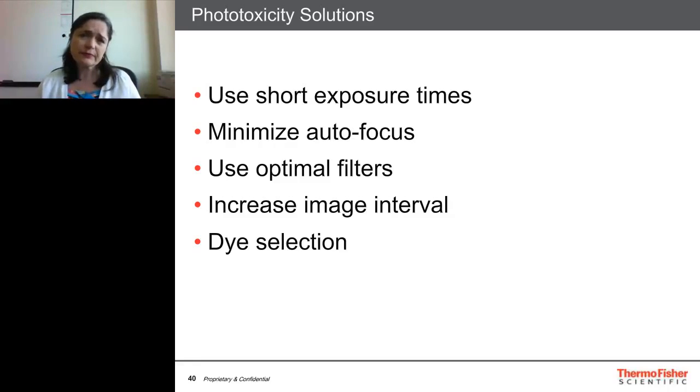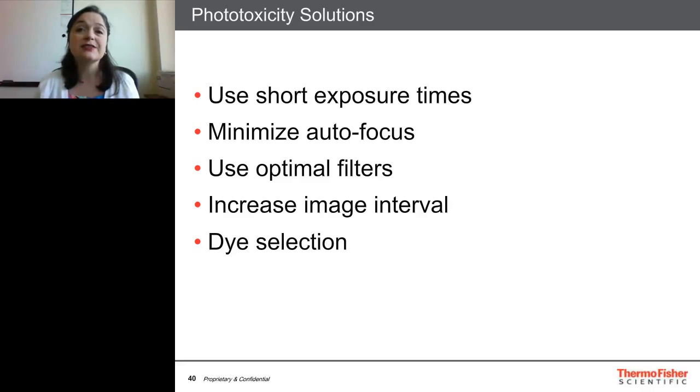You also, as much as autofocus is nice to use to find your focal plane, you probably don't want to do your time-lapse where you've used the autofocus. You want to minimize that as much as possible for those overnight or long time-lapse experiments, because autofocusing uses a lot of light. So the cells only can have so much light shined on them, and if you use that up with your autofocus, by the time you do your actual experiment, the cells will be pretty unhealthy.